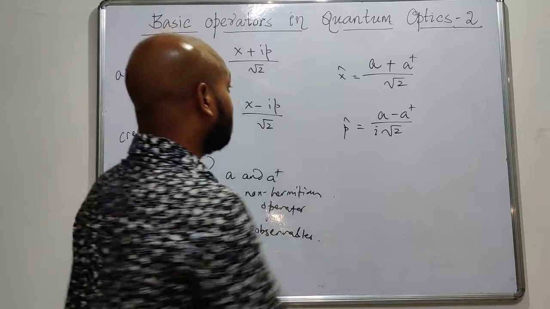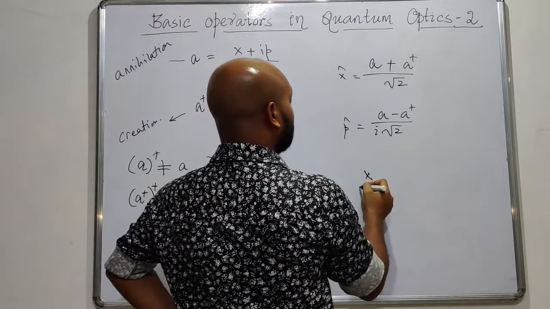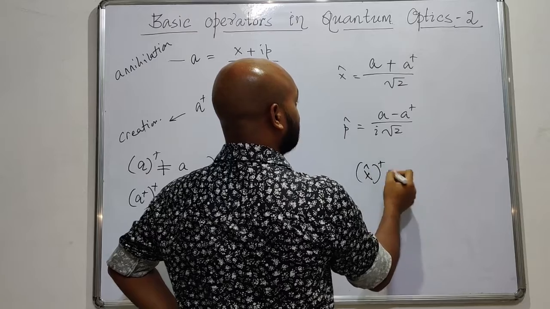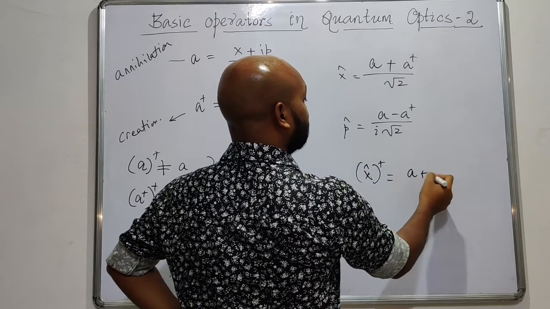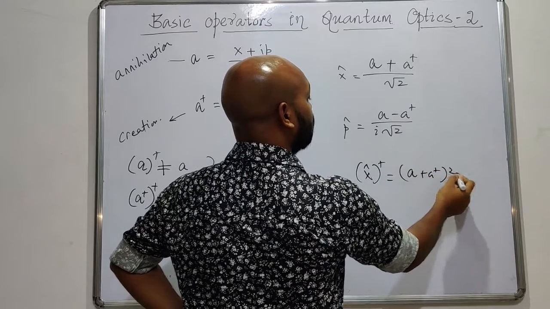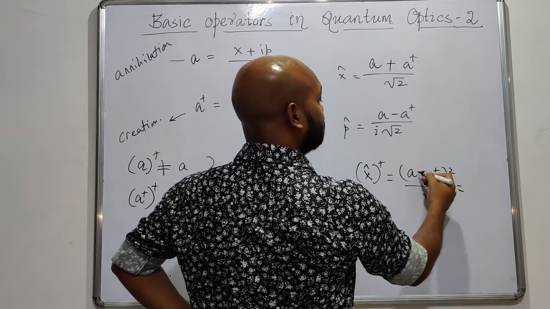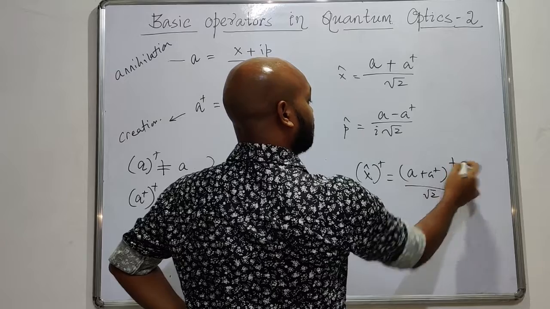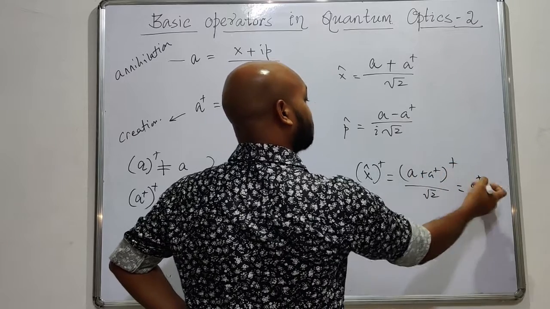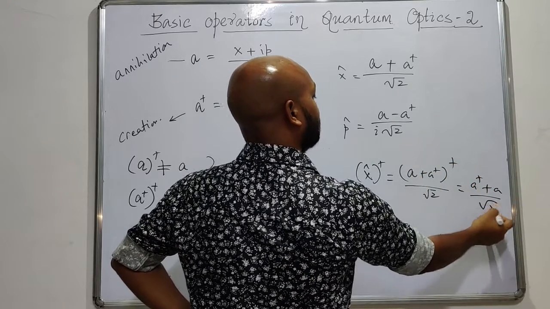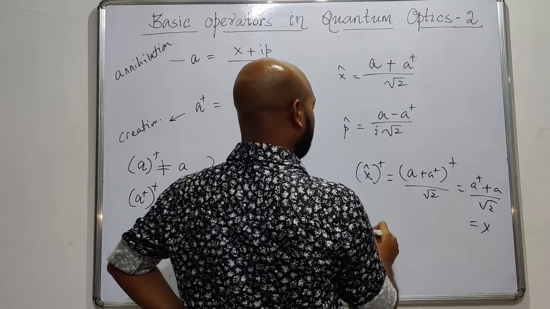Hermitian. Let's check. If I take the conjugate of x, then it becomes (A plus A dagger)'s whole dagger, right? And that's again A's dagger. A's dagger is A dagger and A dagger's dagger is A. And this is nothing but x, okay?